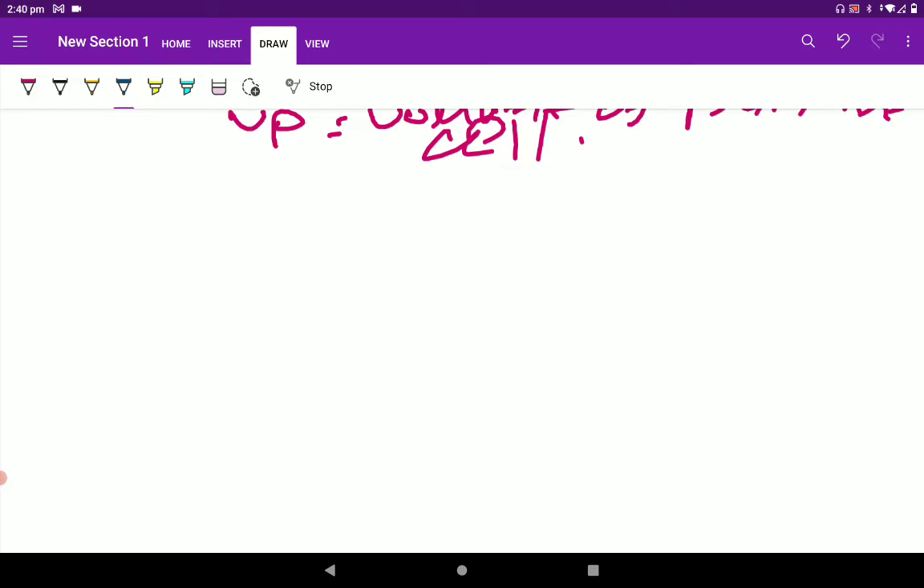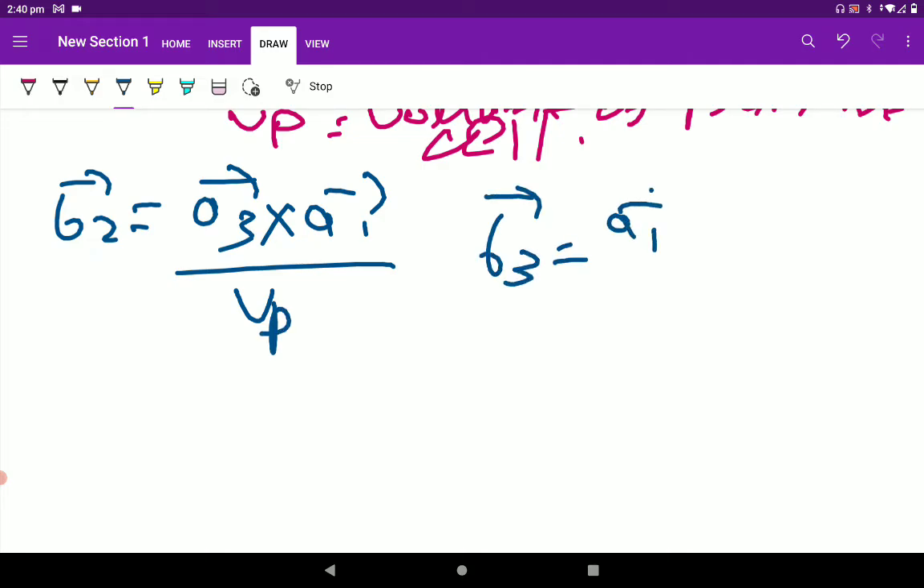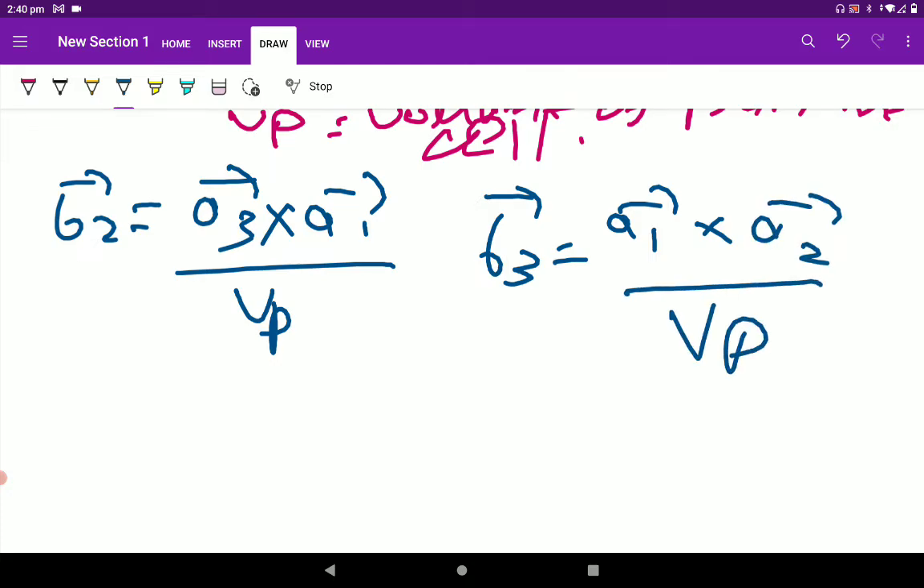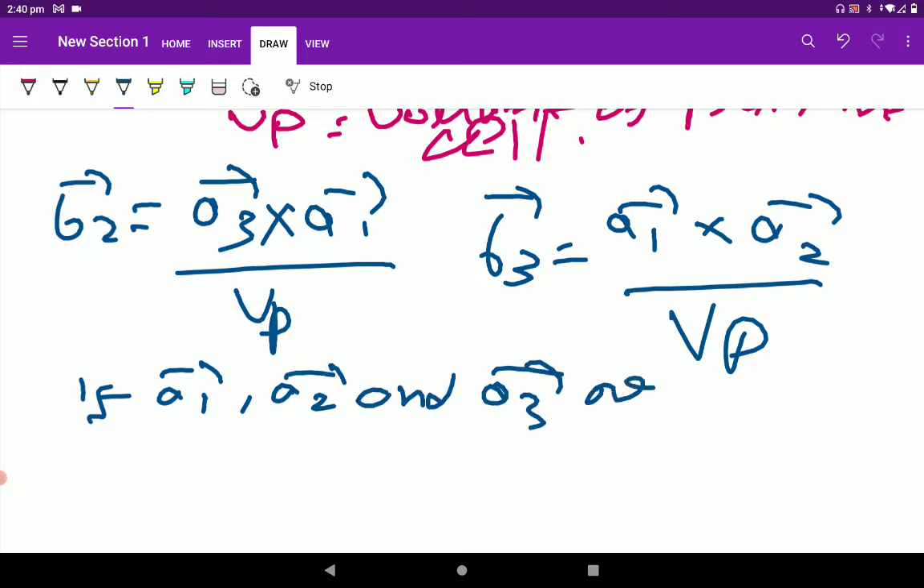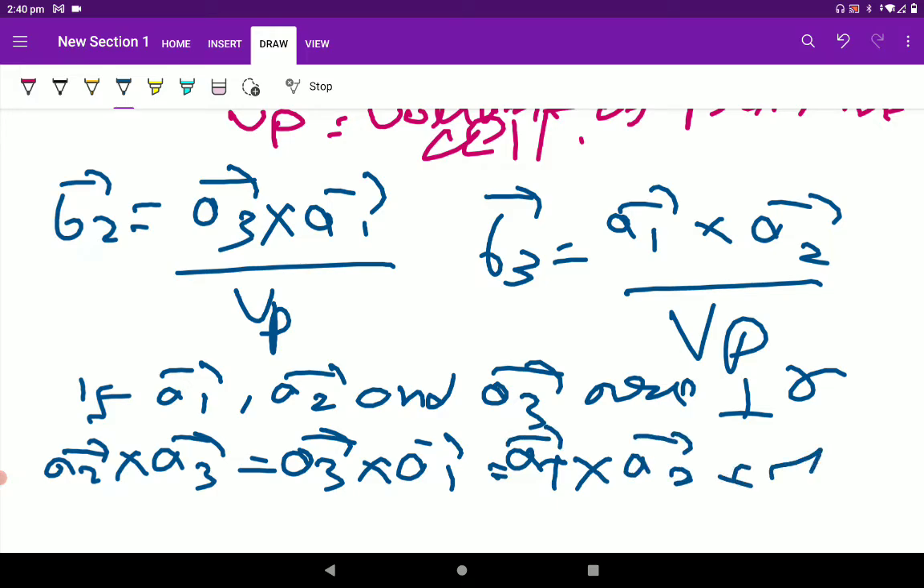And in a similar fashion we can calculate b2 by this expression, that is a3 cross a1 vector divided by the volume of the primitive cell, and the b3 vector is equal to a1 cross a2 vector divided by the volume of the primitive cell. So if a1, a2 and a3 are perpendicular, then a2 cross a3 is equal to a3 cross a1 equal to a1 cross a2.